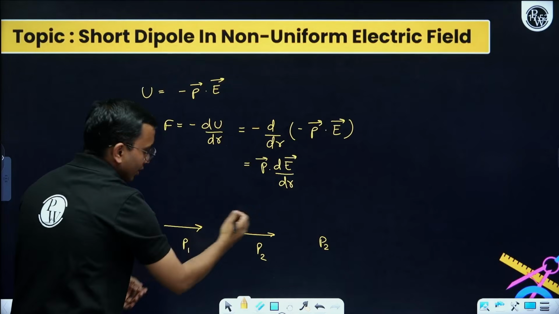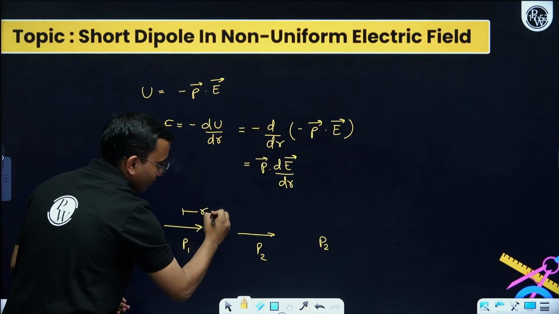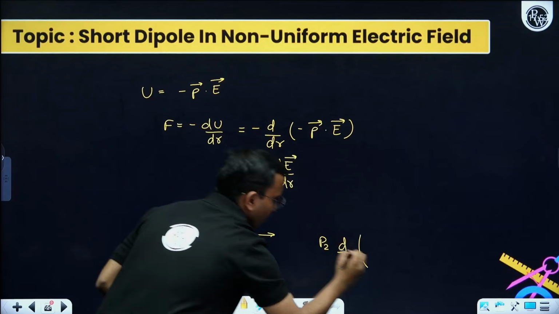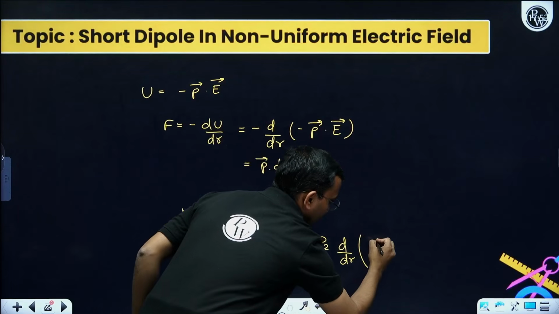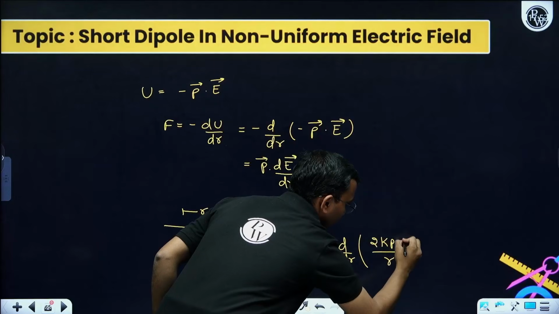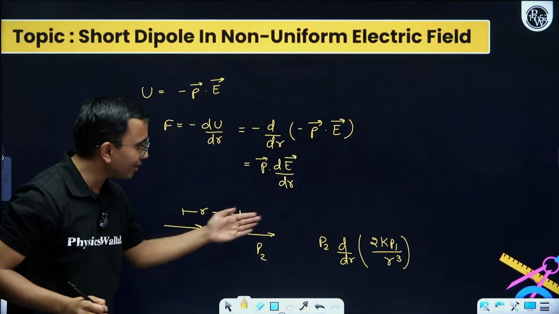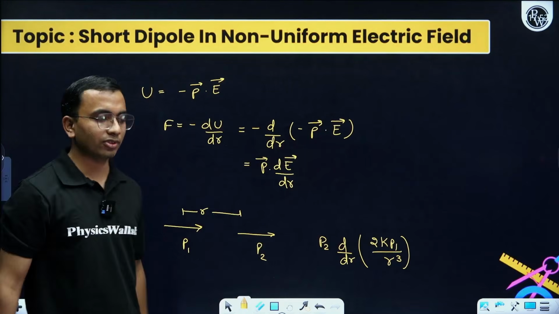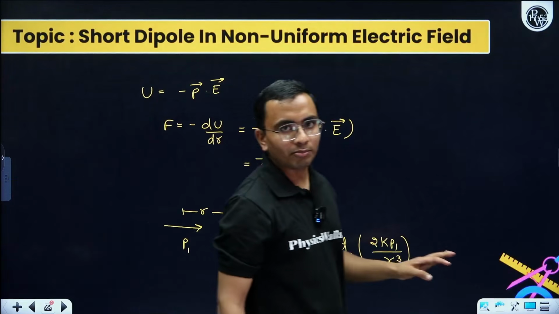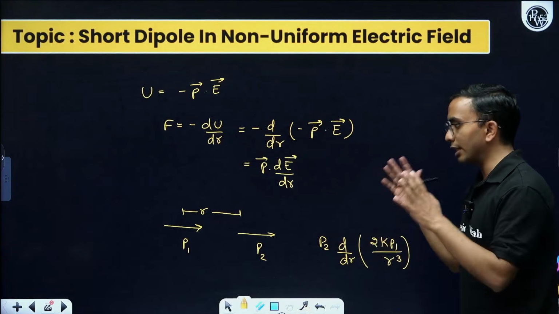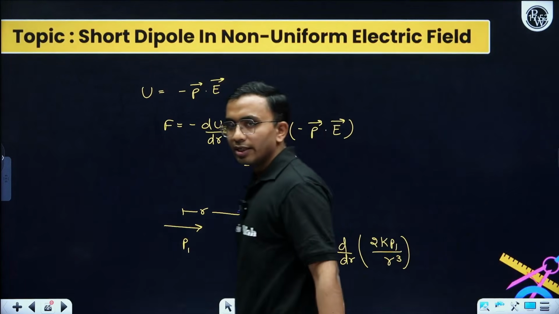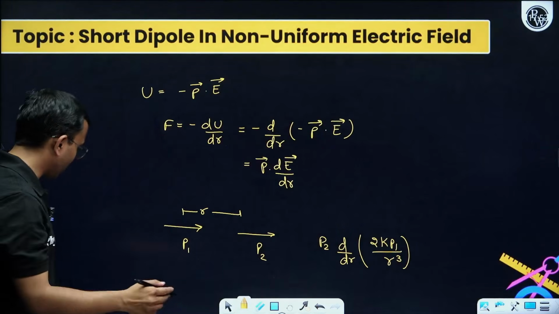What is the electric field due to this? Let us take this separation is r. So d by dr of 2kP1 by r cube, because this is along the axial line. Differentiate it, you will get the force. Is it important? No, this is not that important. Just for the conceptual understanding I am telling you. This is not generally asked in JEE. Not that important.